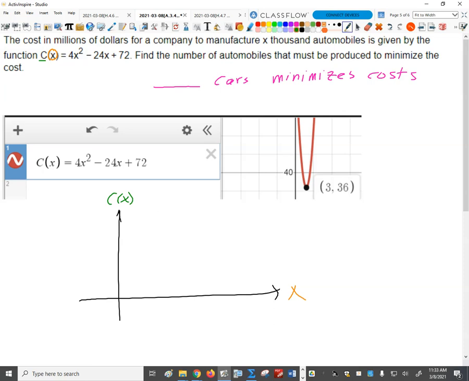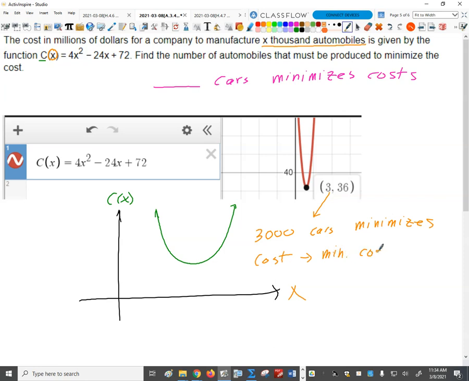So A is positive, so I know that this function is going to open up, which it does. And if I look at the coordinates of the vertex, what's the 3 telling me? It's telling me that 3,000 cars, right? Because we're talking about X is thousands of automobiles. So it's telling me that 3,000 cars minimizes cost.